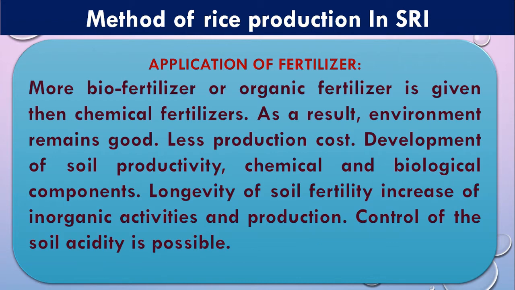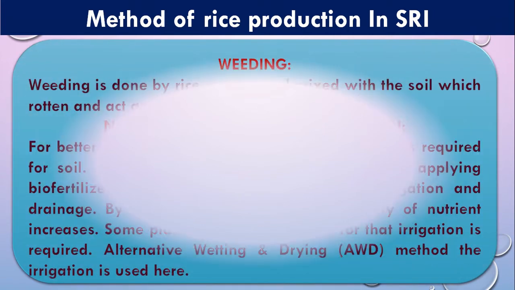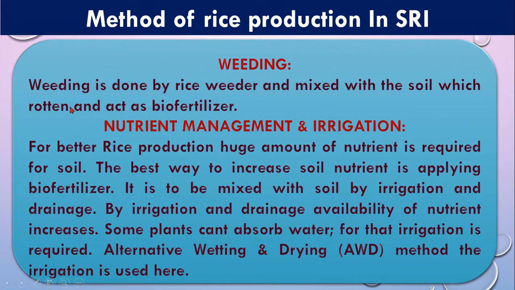So when you apply chemical fertilizer, the leftover of chemical fertilizer produces toxic substance in the land, whereas biofertilizer and organic fertilizer do not produce any toxic substance in the land. Weeding. In this method, use Japanese rice weeder for removing the weed, and when we use machines or Japanese rice weeder, the weed will be mixed with the soil and decompose and make organic fertilizer.